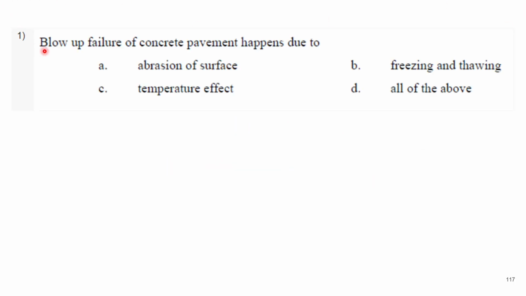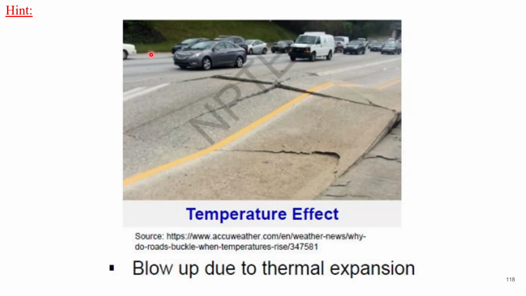So the first question: blow-up failure of concrete pavement happens due to which reason, which effect? A, abrasion of surface; B, freezing and thawing; C, temperature effect; or D, all of the above. So which is the effect due to which the blow-up failure occurs?